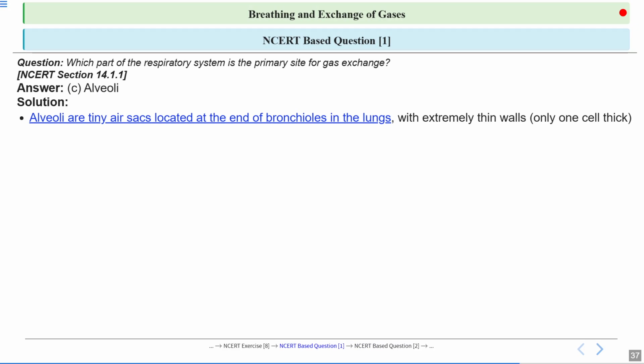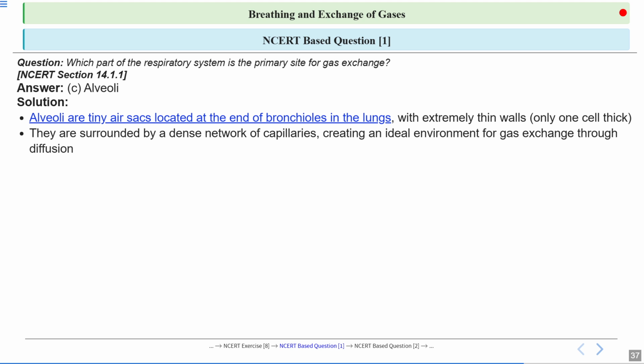Correct answer is alveoli, C. Alveoli are the tiny air sacs located at the end of the bronchioles in the lungs with extremely thin walls. Their walls are very, very thin, only 1 cell thick, right? That is in the range of 1 mm.